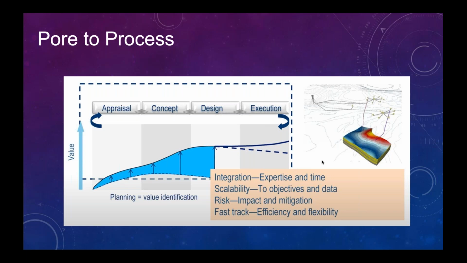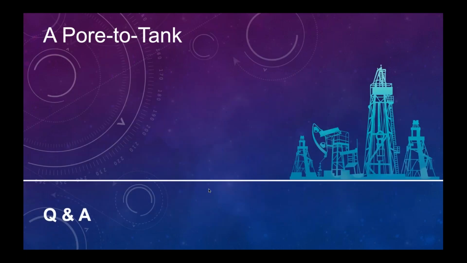So to summarize, those are the decision-making processes. That's the decision-gated process, starting from appraisal, concept, design, and execution. And those are the ingredients, as I mentioned: integration, scalability, risk, fast tracking. If you have them, you can fast track this opportunity to execution. Planning is a very important part of this equation, along with operational excellence and taking time into consideration as a factor. It is one of the key factors when designing your facilities and looking at all the elements of the value chain. So that's the end of my session.